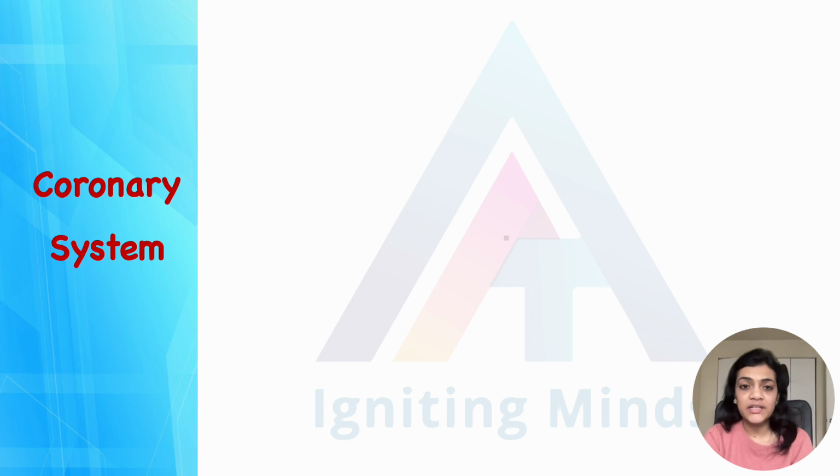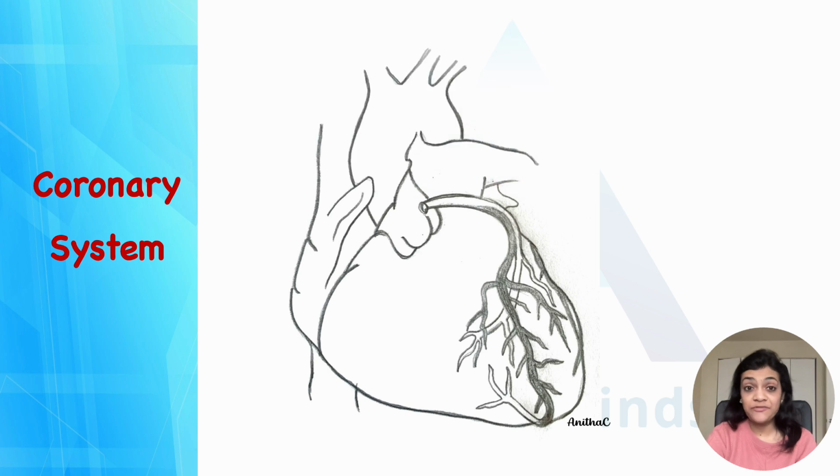Next, let's deal with the coronary system. The coronaries are basically the blood supply to the heart that feed the heart muscle with oxygen and nutrients. They run on the surface of the heart, and that's why they are called epicardial coronary arteries. They are the first branch of the aorta just above the aortic valve. There are two types of coronary systems, the left coronary system and the right coronary system, which you will see in the next slide.